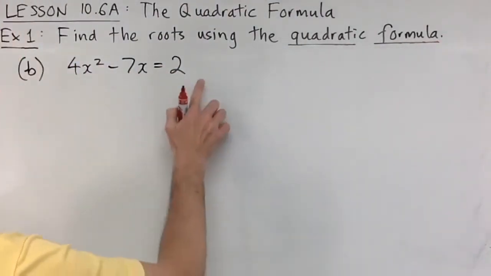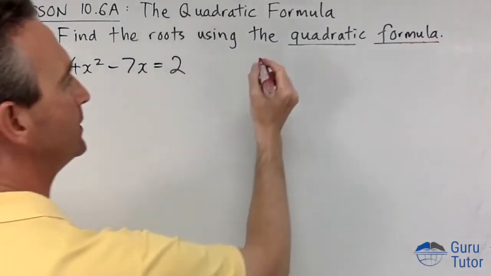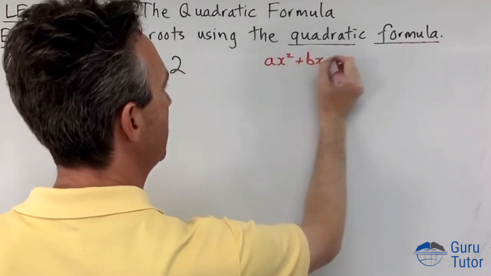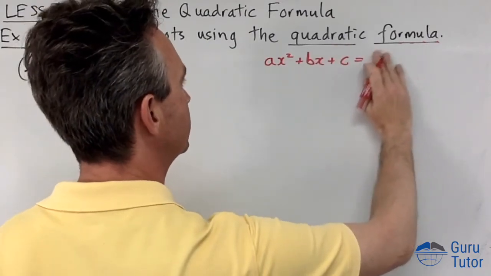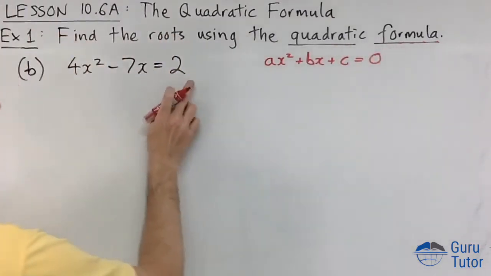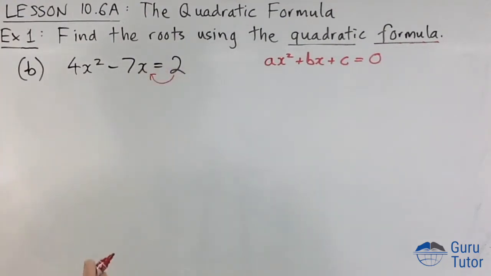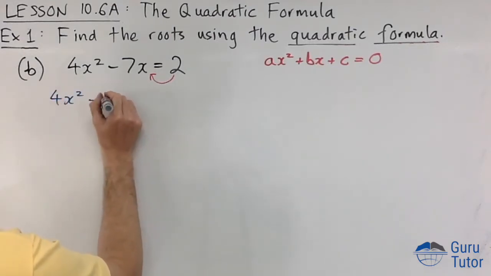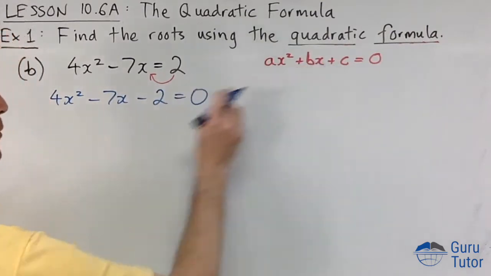Now the problem here is that in our standard form, remember, before we use the quadratic formula, we have to write it like this: ax squared plus bx plus c equals 0. We want 0 on one side and everything else on the other. Do we have this equal to 0? No, so we're going to do one step first. Move the 2 over there. Now this is going to become 4x squared minus 7x minus 2 equals 0. Now we're in this form.